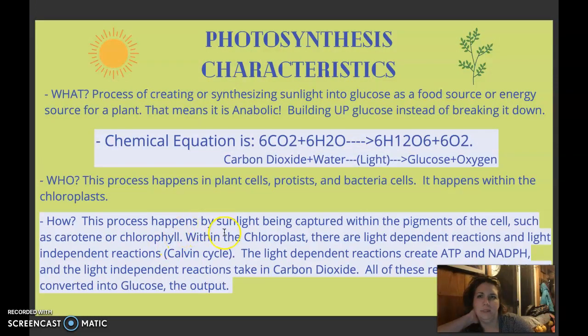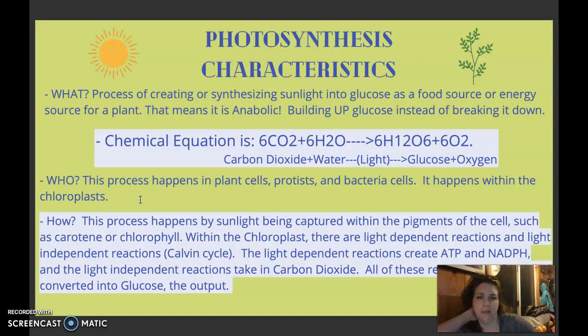Characteristics of photosynthesis are it is the process of creating or synthesizing sunlight into glucose as a food source or energy source for a plant. That means it is anabolic because it's building up glucose instead of breaking it down. The chemical equation for that is carbon dioxide plus water and light yields glucose and oxygen as the output.